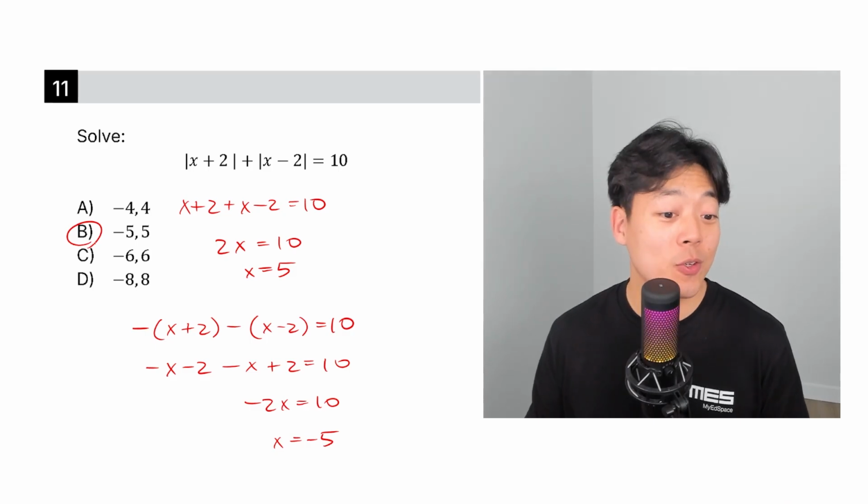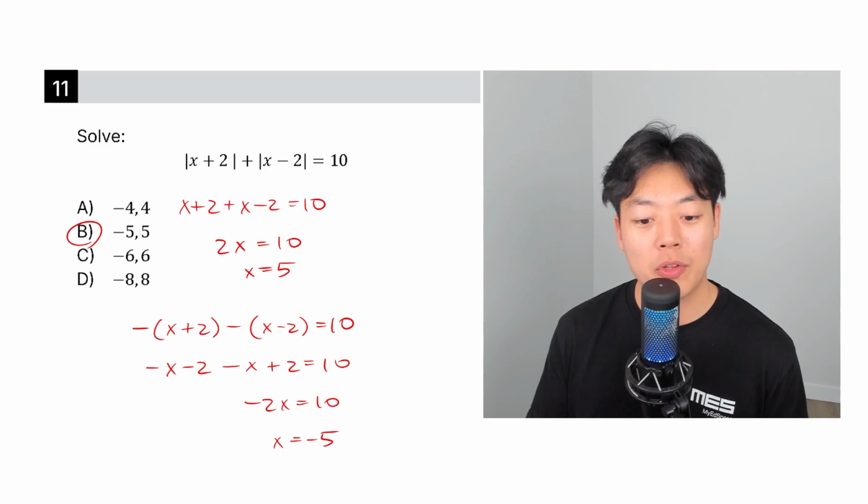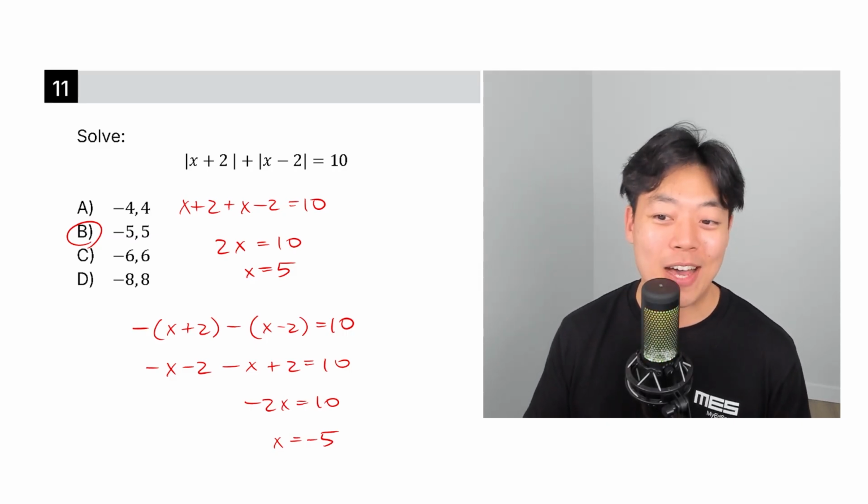We could have answered B right after we found x equals 5, but again, we just want to make sure that we're doing this correctly. And guess what? We're already halfway through the module, 11 out of 22 problems. We can take a breath.